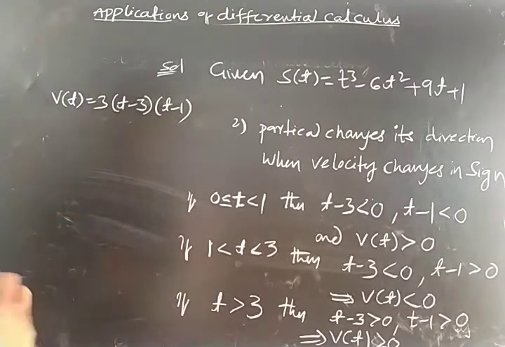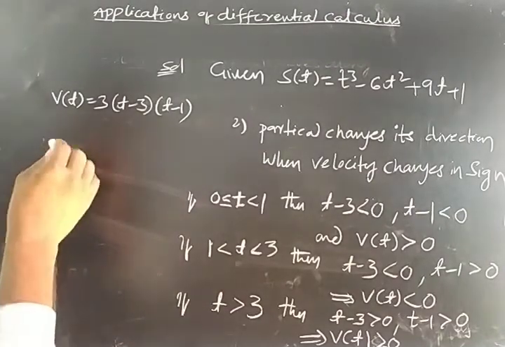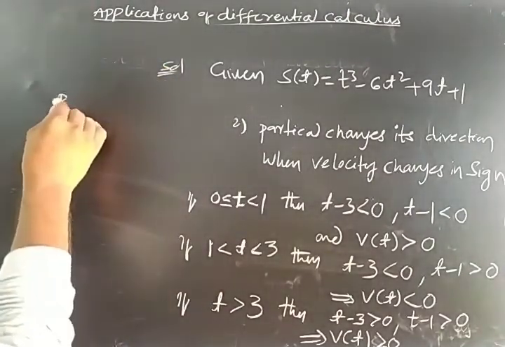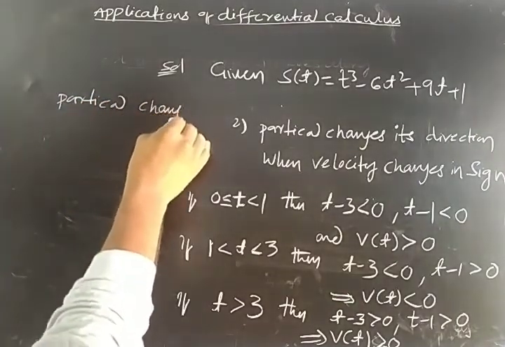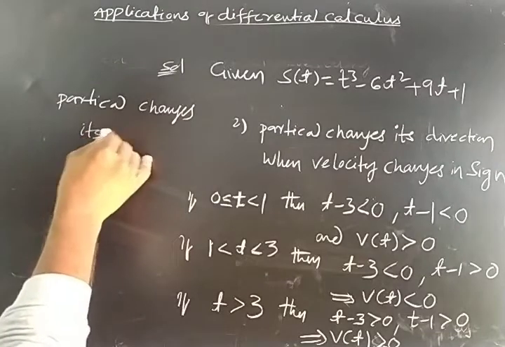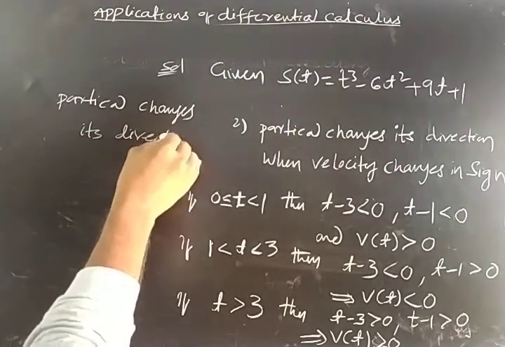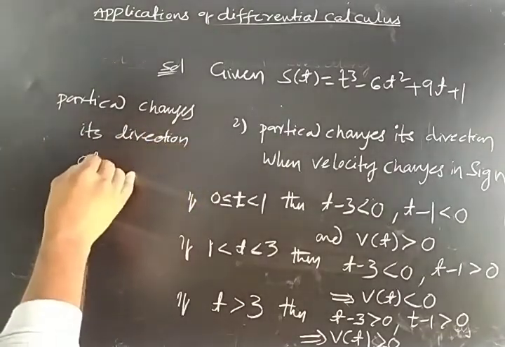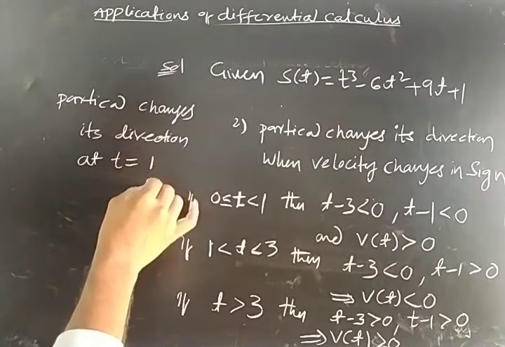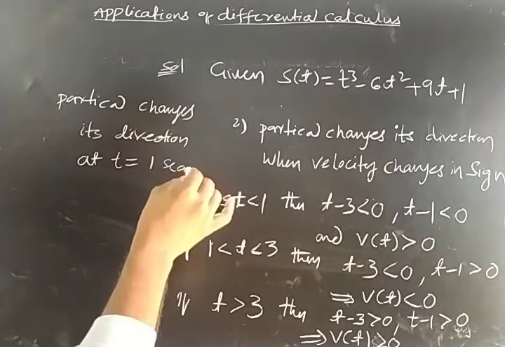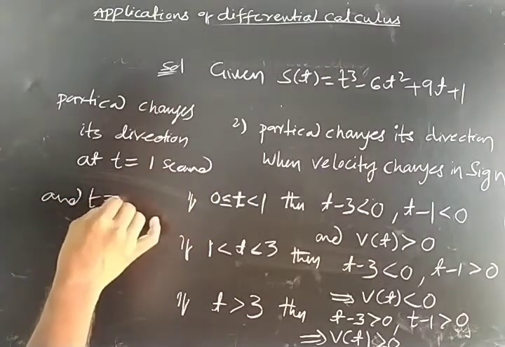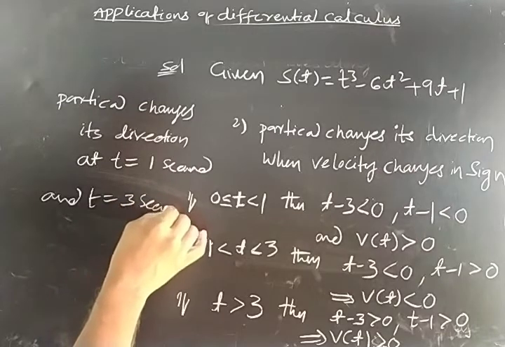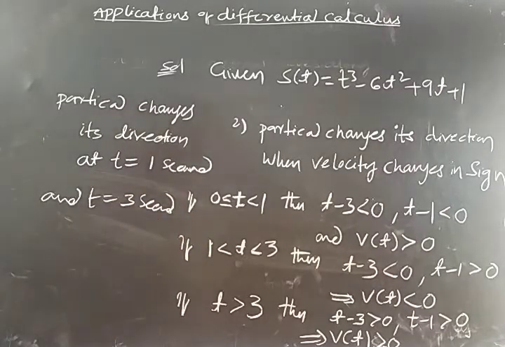Okay, now we can conclude that the particle changes its direction at t equal to 1 second and t equal to 3 seconds. At the first second it changes its direction, at the third second also it changes its direction.